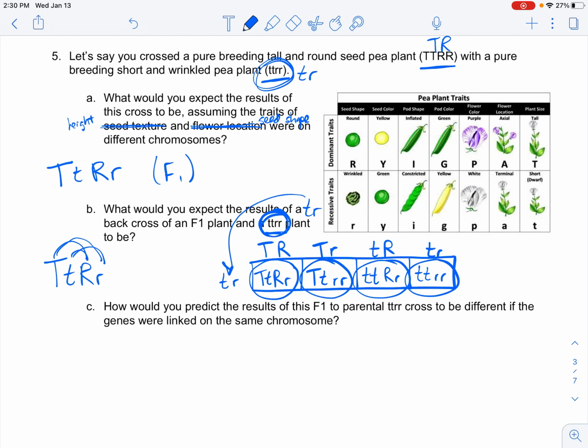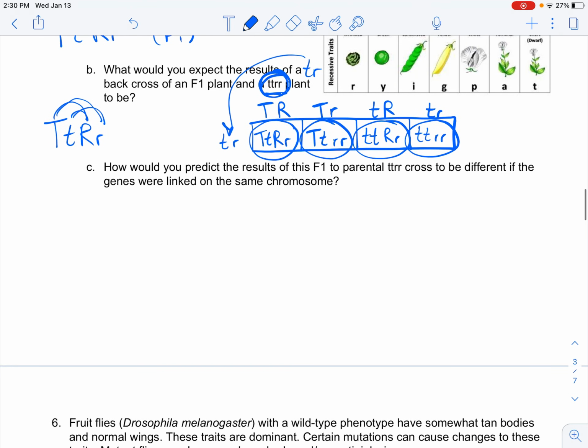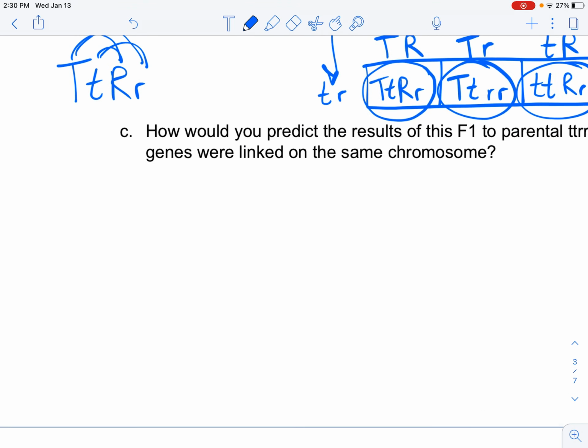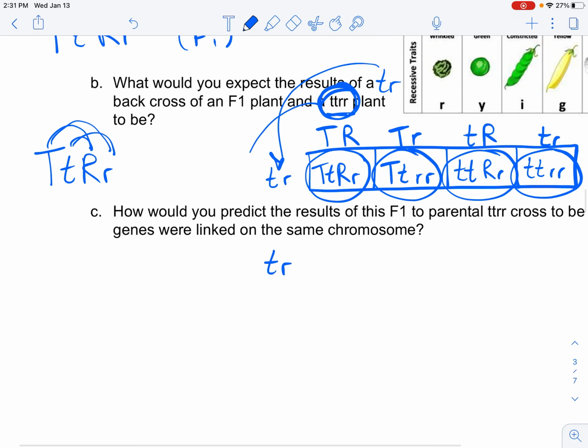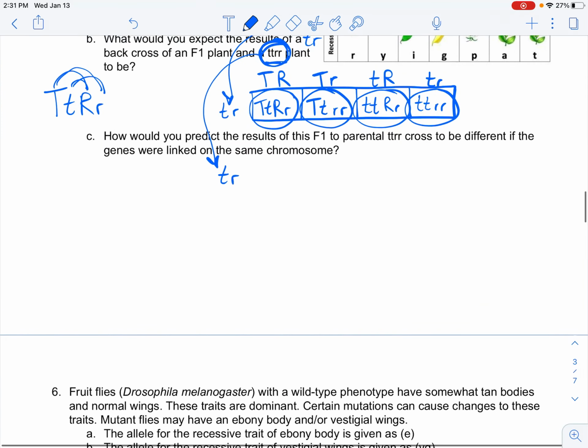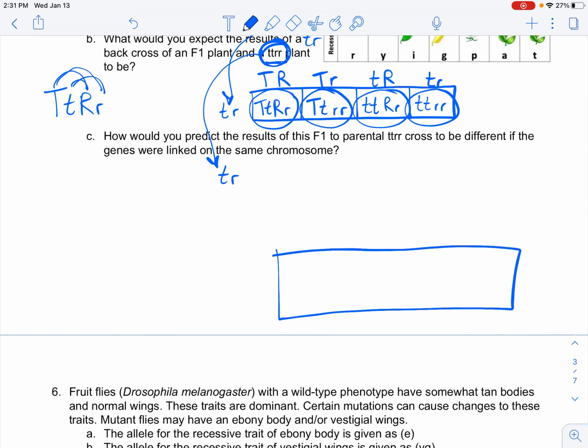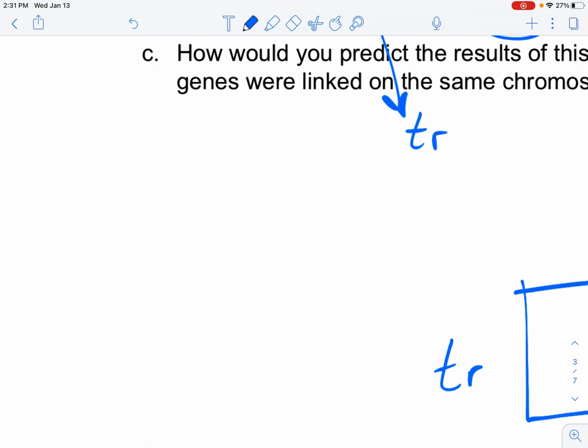Okay, what if they were on the same chromosome, hypothetically? What would the results look like? Well, it would be different. I would still have one of the parents just making these little t, little r gametes. Okay, so that's for sure going to happen for one of them. So we're still going to just set up our grid with little t, little r on that side.